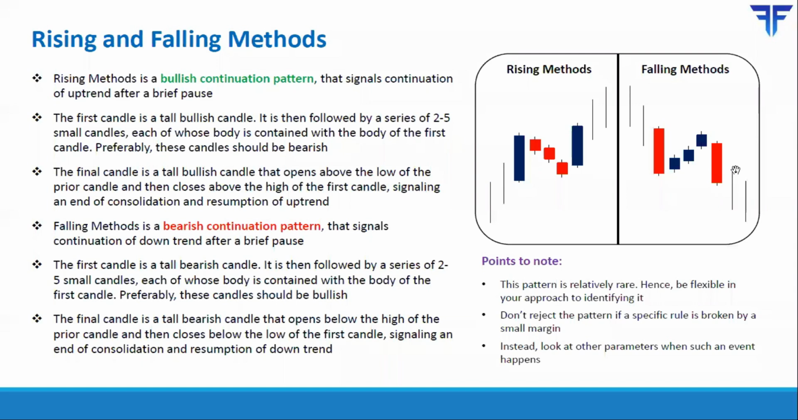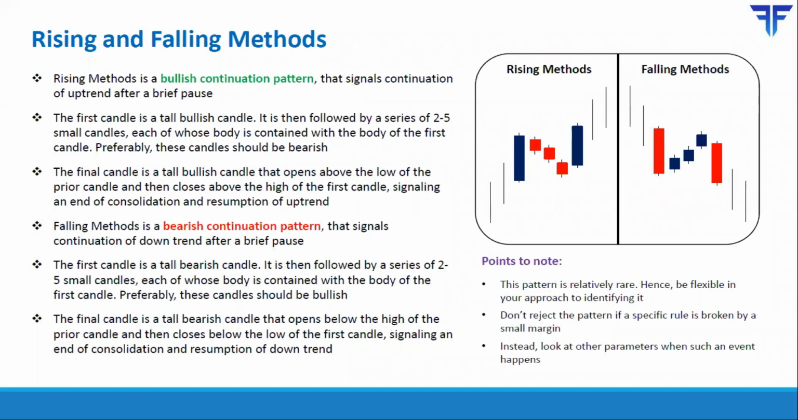You would trade this pattern by placing a sell below the low of the final candle and keeping a stop loss above the high of the first candle. So once this pattern completes, you sell if the low of the final candle is broken, and when you sell, you keep a stop loss for that trade above the high of the first candle. So as long as that high does not break, you can hold on to your short position.